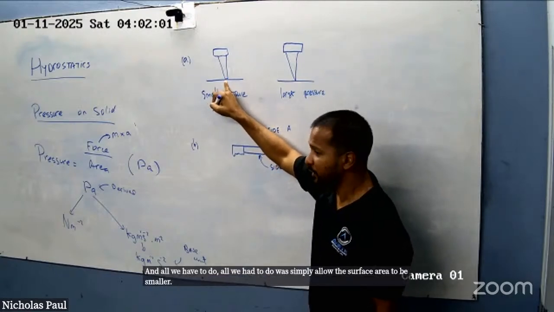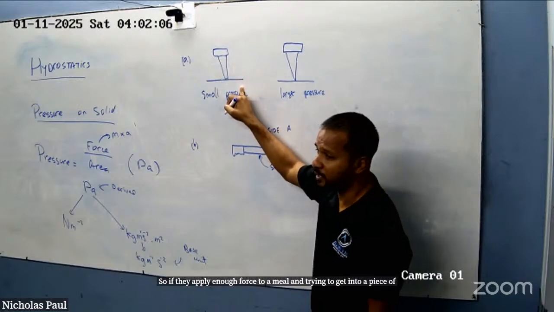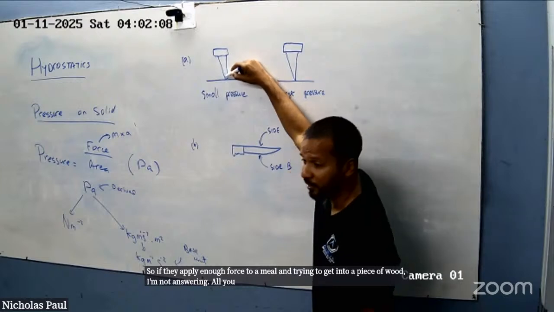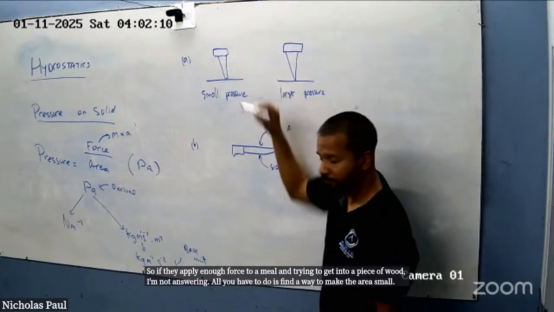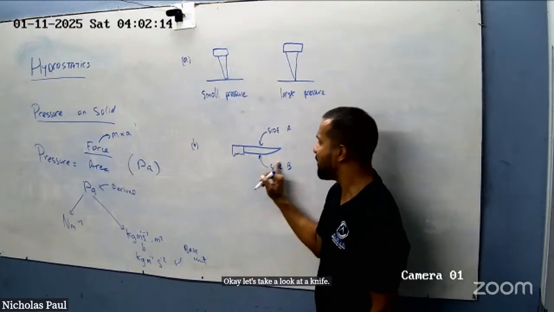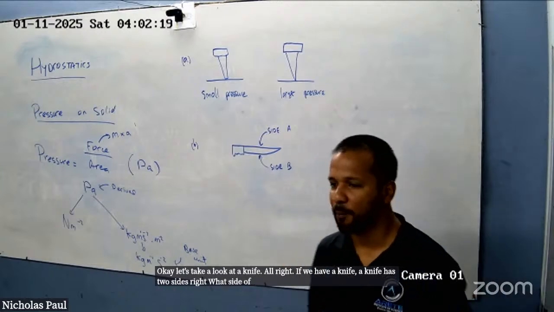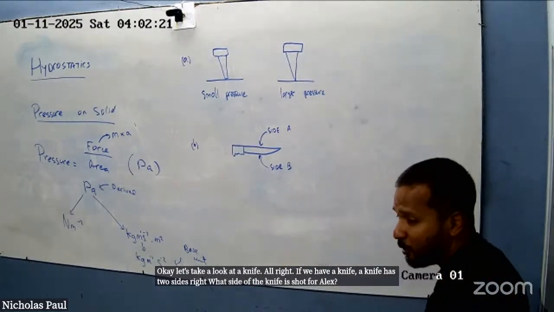So if you're applying a force to a nail and trying to get into a piece of wood and it's not entering, all you have to do is find a way to make the area smaller. Okay? Let's take a look at a knife. If we have a knife, it has two sides, right? Which side of the knife is sharper, Alex? Side A or side B?